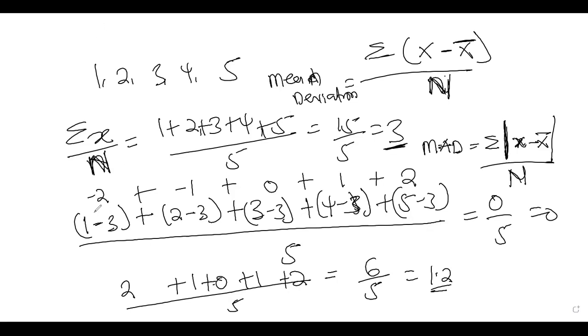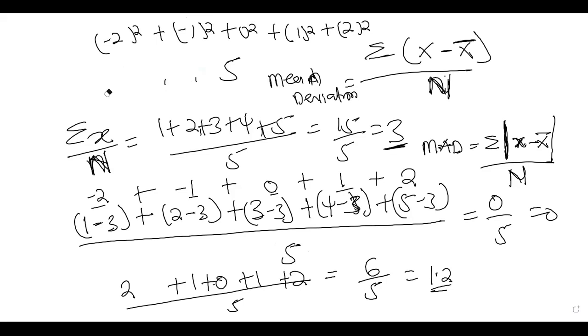So here, the deviations were negative 2, negative 1, 0, 1, and 2. Let's square them: negative 2 squared plus negative 1 squared plus 0 squared plus 1 squared plus 2 squared. Anytime you square a negative figure, it becomes positive. So we have 4 plus 1 plus 0 plus 1 plus 4, of course all over 5, because we are finding the mean of that.